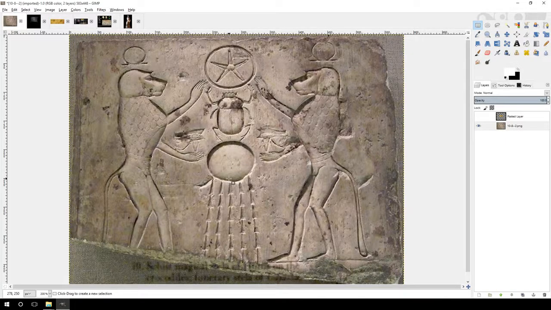Hey everybody, I've got something to share with you here on Saturday so you can actually go and take a look at this. I've got an image uploaded for you. As you can see, this is an old Egyptian relief. It looks like it's been partly destroyed.